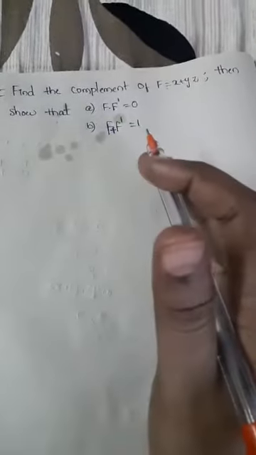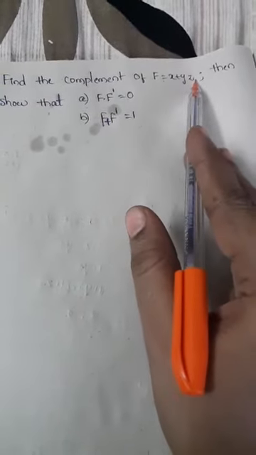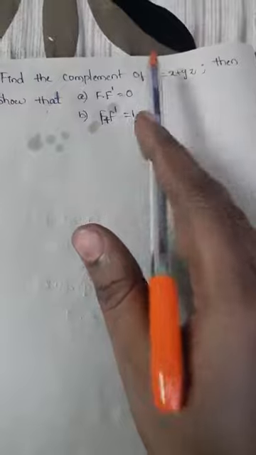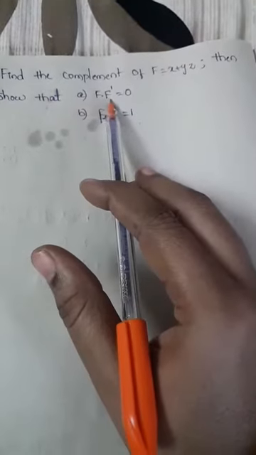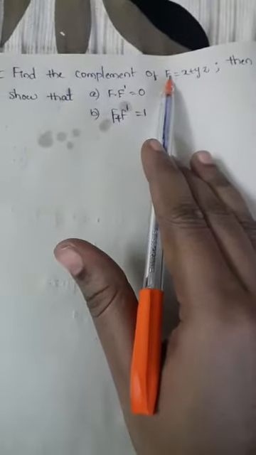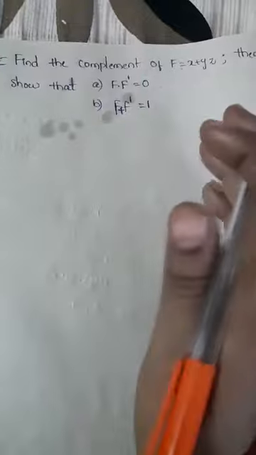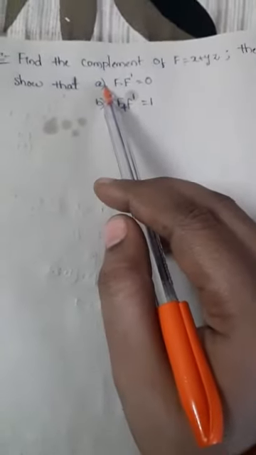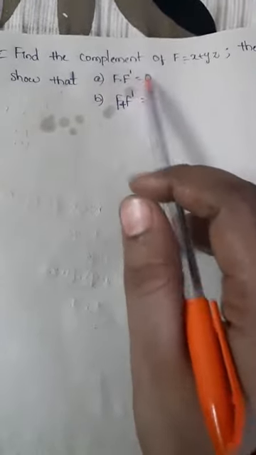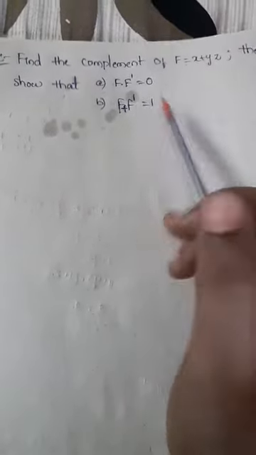This one is also related to Boolean algebra problems. We are given the Boolean function F equals X plus YZ. Using this F function, firstly we will find the F complement. After that we'll go for F into F complement and F plus F complement, so we can prove that F into F complement is equal to 0 and F plus F complement is equal to 1.